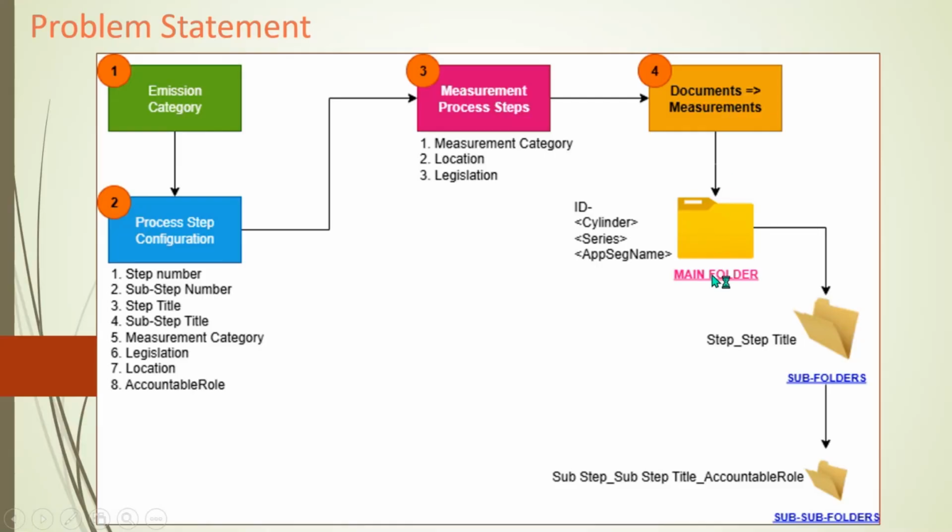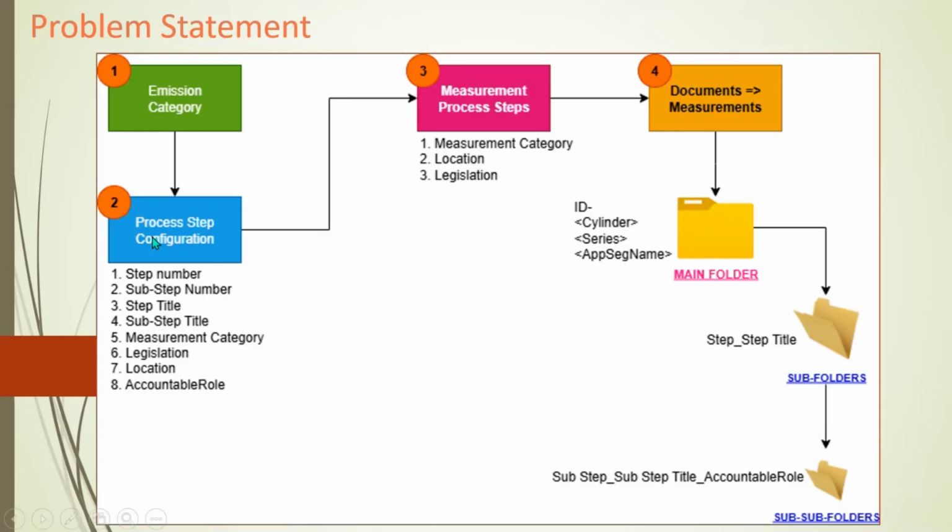Within that, the dynamic folder will get created. Now these folders and subfolders have a specific nomenclature or naming convention, which I have created in the Power Automate flow. For example, the main folder should have the nomenclature ID, cylinder, series, application, segment name, and so on. And then the subfolders and the sub-subfolders. This level of nesting of subfolders is what I'm going to show you today using the Power Automate flow.